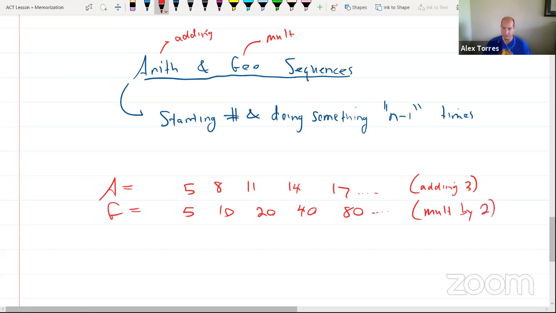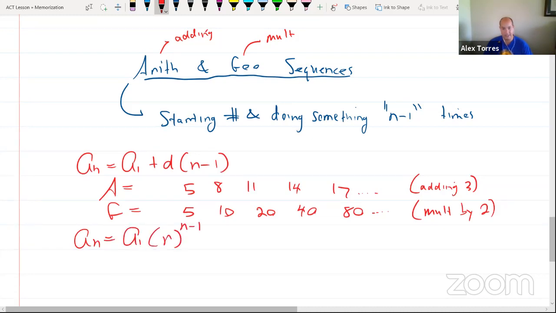So the formulas you need to know. For the arithmetic, the number you're looking for is equal to the first number plus the thing you're adding, and you're adding it n-1 times. For the geometric, you have the starting number, but you're multiplying by something n-1 times.